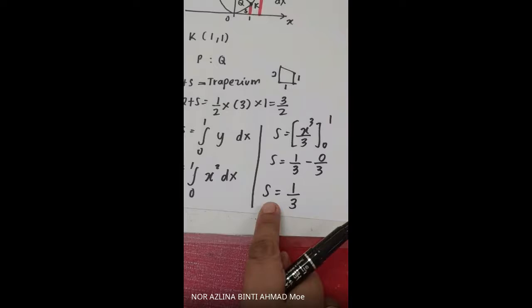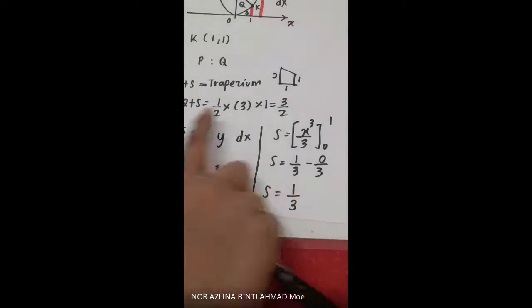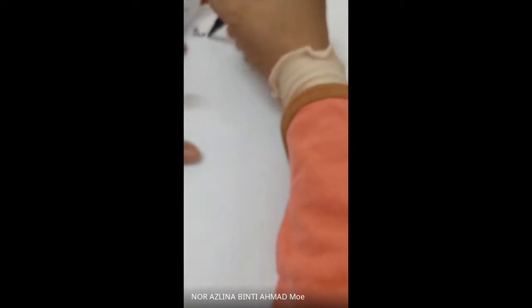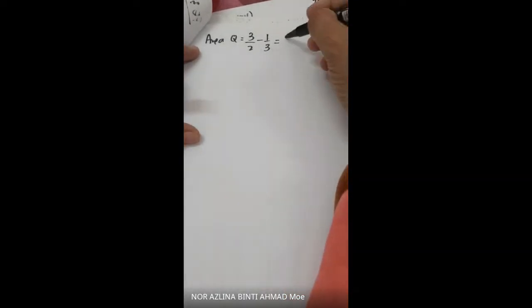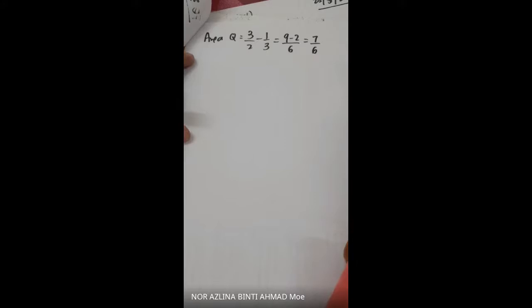So we can get the curve area for Q. Means 3 over 2 minus 1 over 3. To get area Q, 3 over 2 minus 1 over 3. So what is the answer? 9 minus 2 over 6. This is 7 over 6. Kalau saya salah kira bagi tahu tegur je.